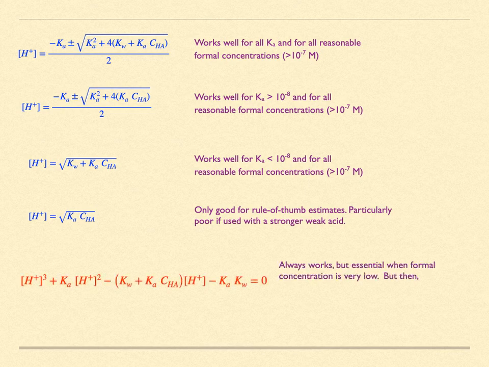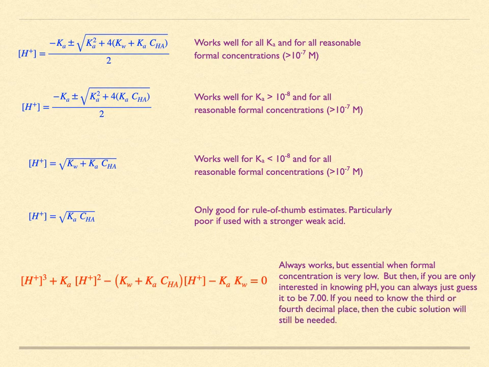Another point to remember is that we do see that as CHA decreases, the error of even the best approximation is worsening. For very dilute solutions, only the cubic equation gives acceptable results. But then, if the solution is very dilute, the pH is approaching 7, and you would need the cubic if 3 or 4 decimal places are required, which is not very often the case.